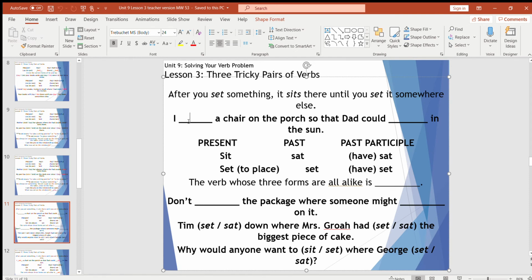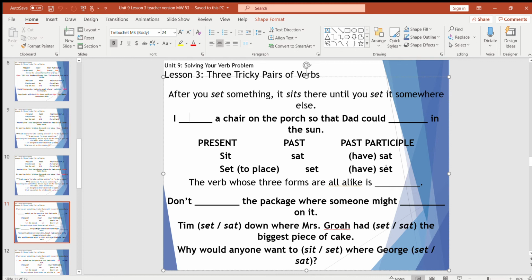In the present, you sit. In the past, you sat. Past participle, you have sat. Versus the present, set, meaning to place. The past, you set. The past participle, have set. So the verbs whose three forms are all alike, of course, that one part verb would be set, right? Because present, past, past participle, it's all the same word.